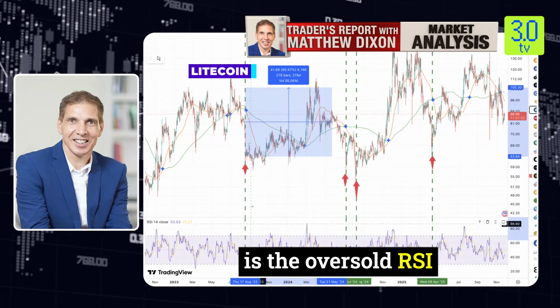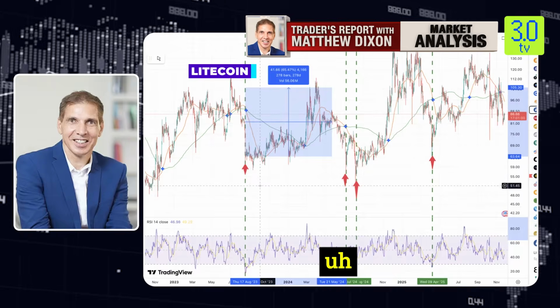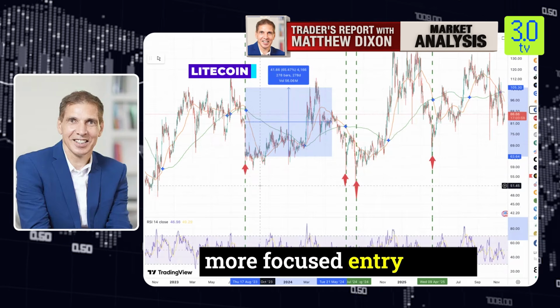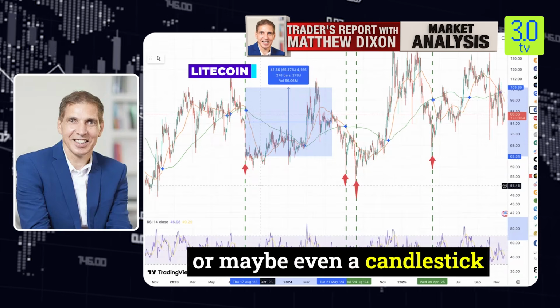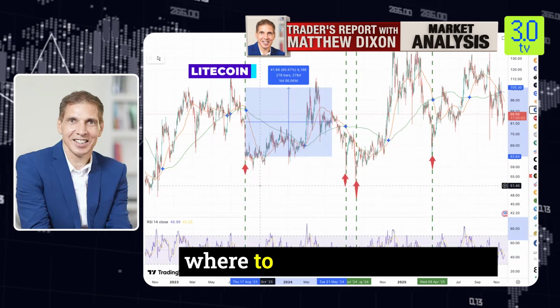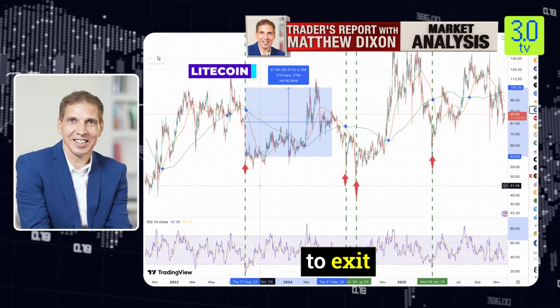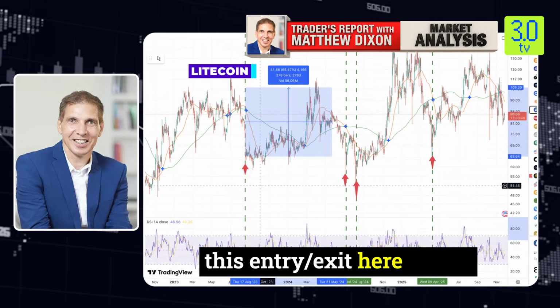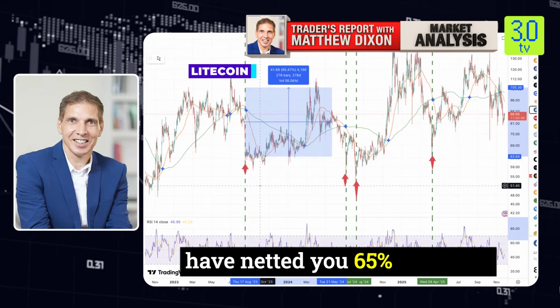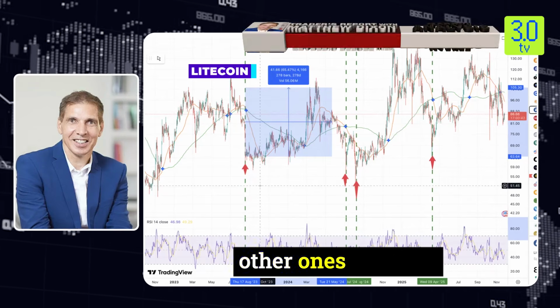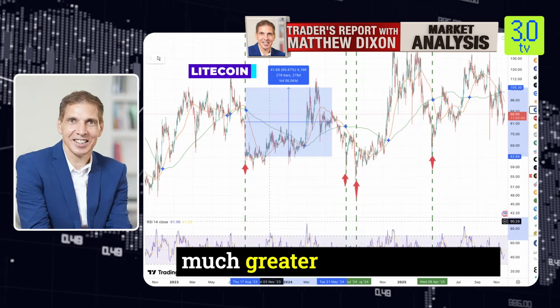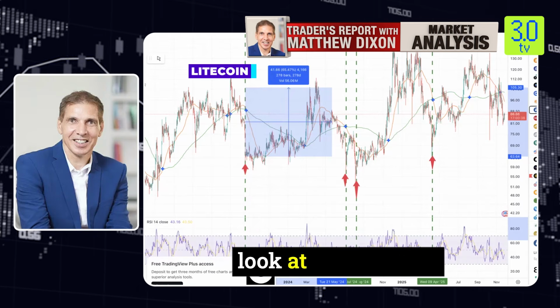is the oversold RSI. Then I'd look for a more tuned, more focused entry signal, like, for example, divergence, or maybe even a candlestick formation to show me exactly where to enter and also where to exit. So as I say, this entry exit here would have netted you 65% net profit there, which is not to be sniffed at. I mean, other ones are even greater, much greater in terms of profit. I'll just look at the next one.